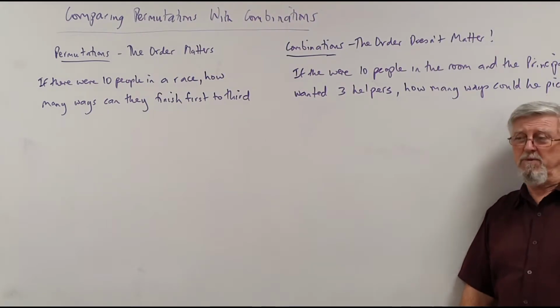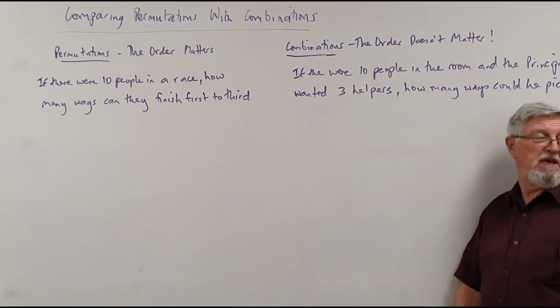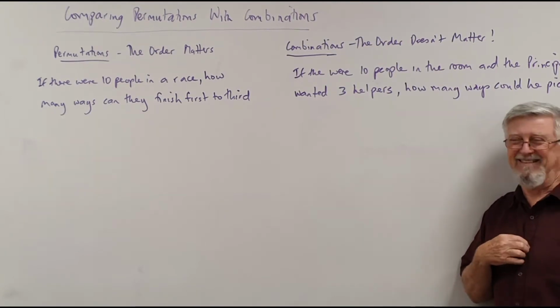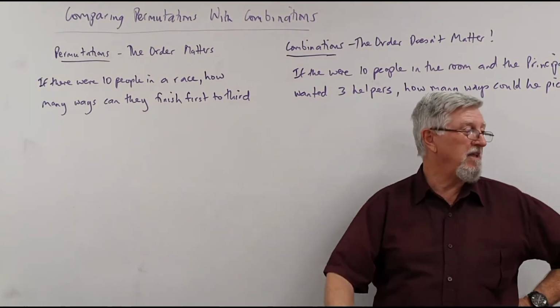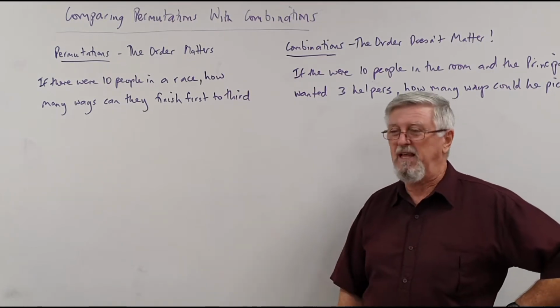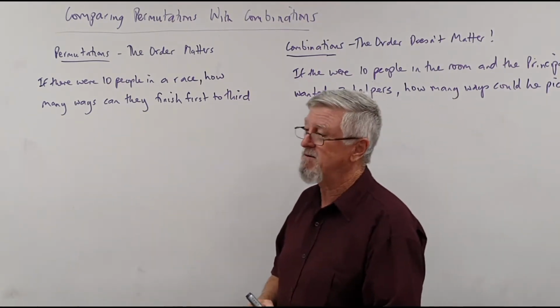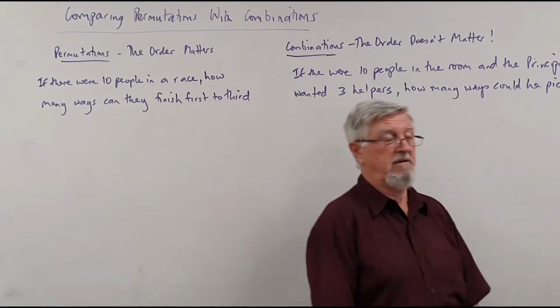Now, when there's 10 people in the race, it's stupid because if it was me in the race, what chance have I got of coming first, second or third? None. But let's say the 10 people, you didn't know any of them and they were all pretty evenly based. Ready? What can you write down without thinking?